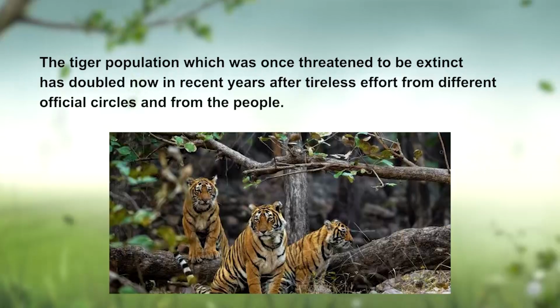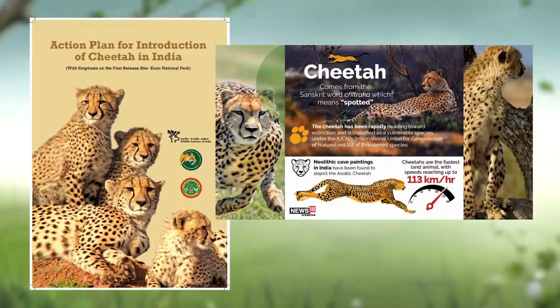However, a new boost to environmental protection started from 2014 onwards with the current regime. Within the last 8 years, we have built around 259 areas as protected forest. The tiger population, which was once threatened with extinction, now, after tireless effort from different official circles and from the people also, has doubled in recent years. In fact, one of the finest examples is the introduction of the cheetah, which was once extinct in India, now to the Kuno National Park in Madhya Pradesh, India.